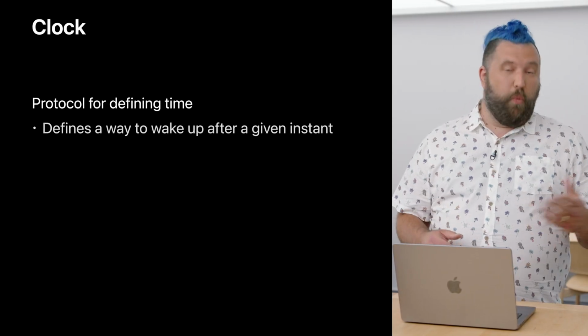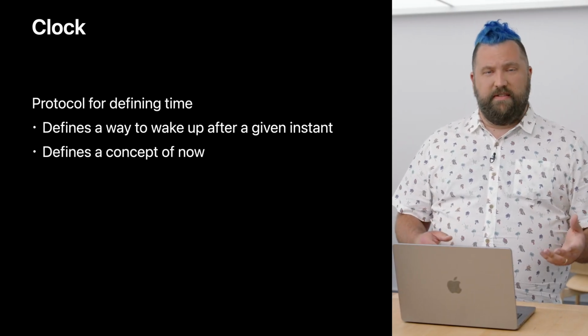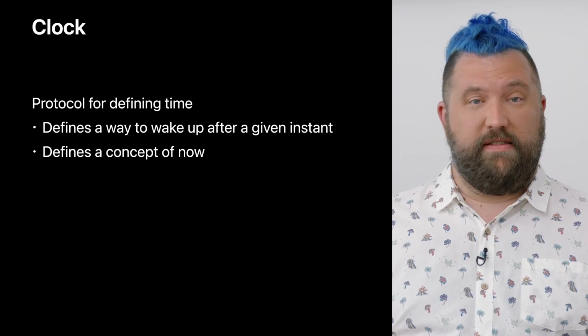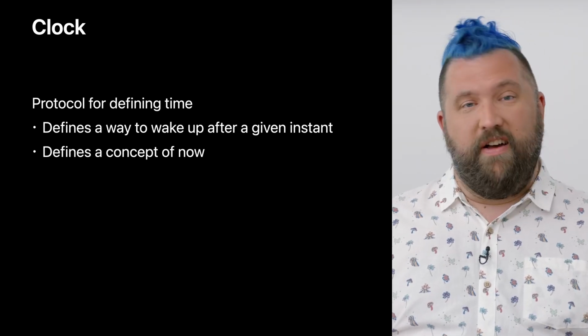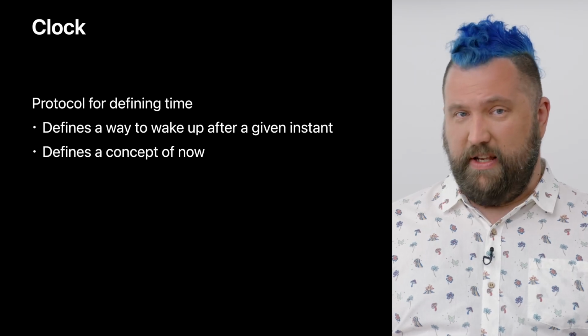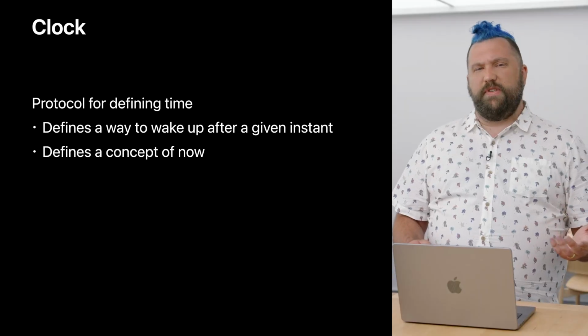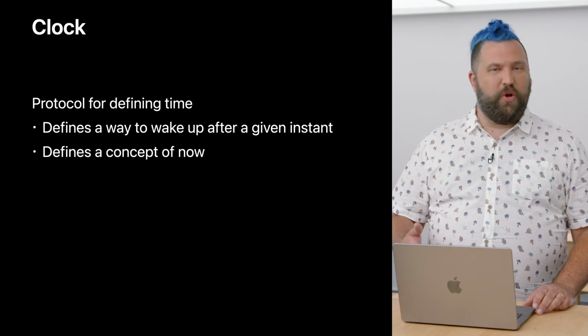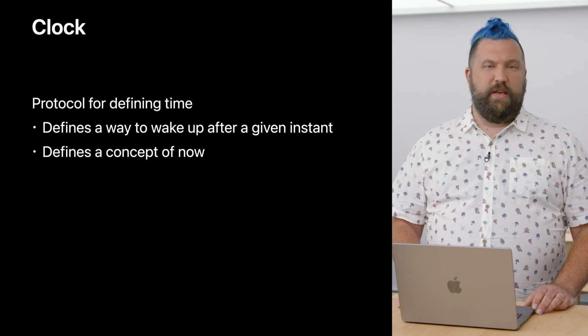The clock protocol defines two primitives, a way to wake up after a given instant, and a way to produce a concept of now. There are a few built-in clocks. Two of the more common ones are the continuous clock and suspending clock. You can use the continuous clock to measure time just like a stopwatch, where time progresses no matter the state of the thing being measured.